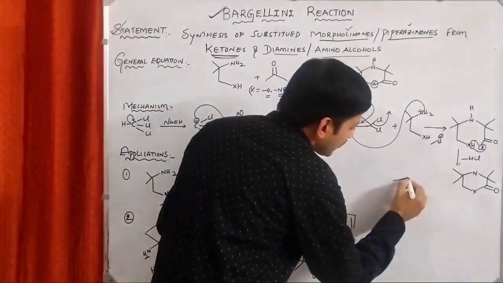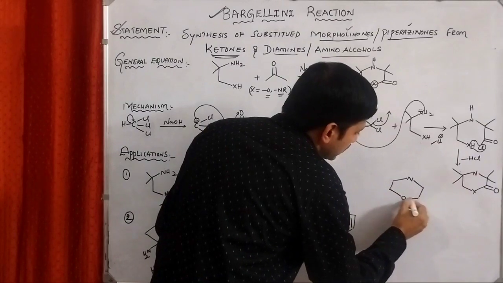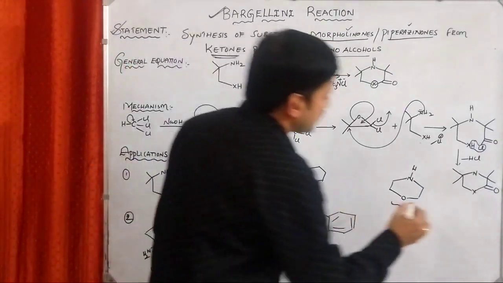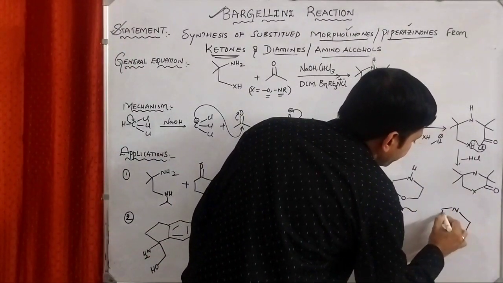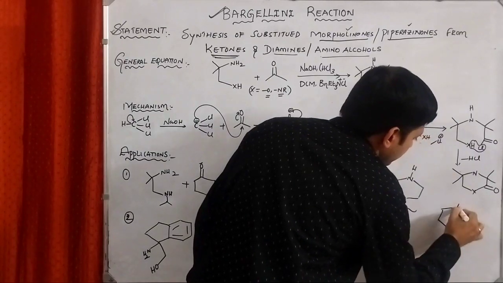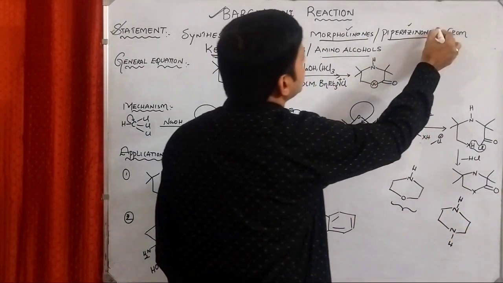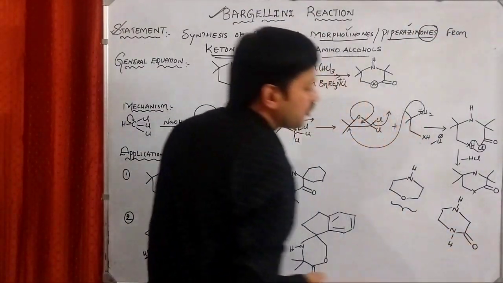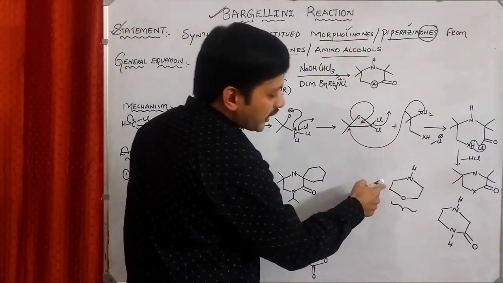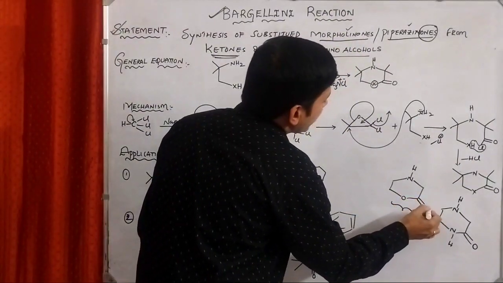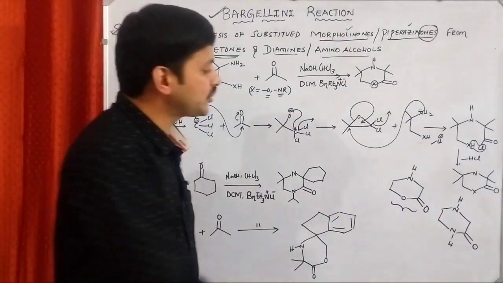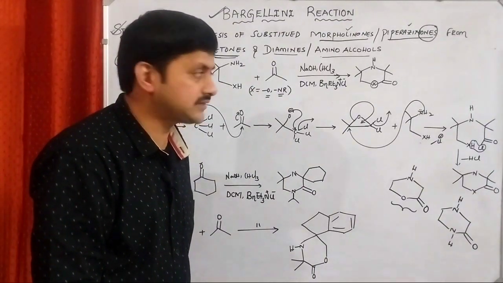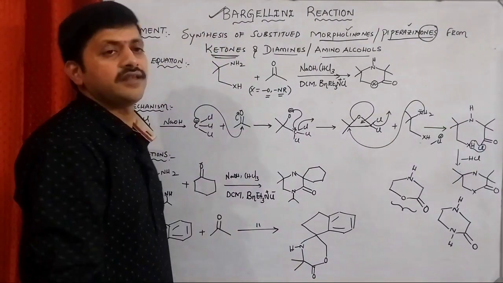Already we know that these types of compounds are what? Morpholines. Piperazinones means, this is piperazine. We need what? Piperazinone. One indicates what? It is a ketone or not? Here we are placing a ketone. In the case of morpholine, at the morpholine we are going to attach what? C double bond O. That is going to be what? Morpholinones. These kinds of materials are going to be synthesized by using this particular Bargellini reaction.